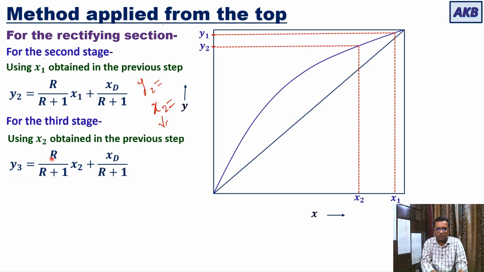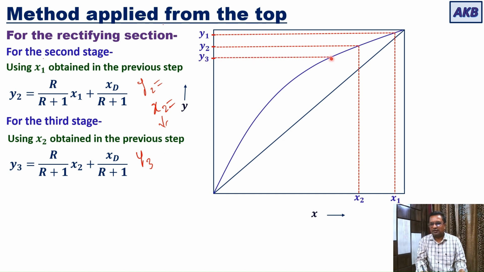So y3 is equal to r upon r plus 1 into x2 plus xd upon r plus 1. After getting y3, you are going to use it on the distribution diagram. So y3 is located, then the corresponding value of x, which is in equilibrium with y3, that is x3, is obtained.